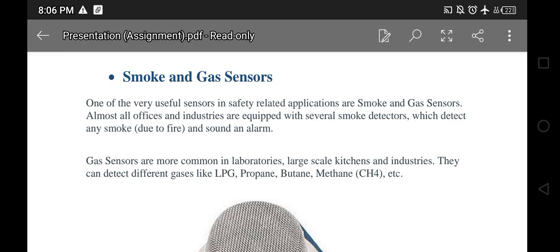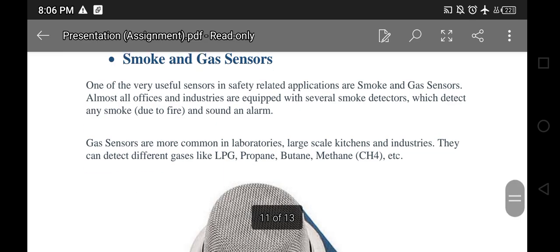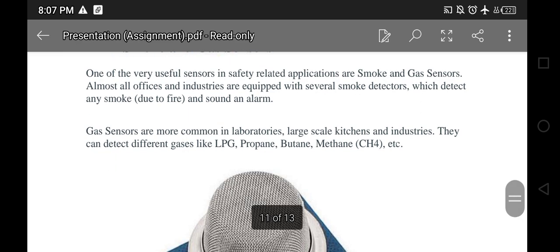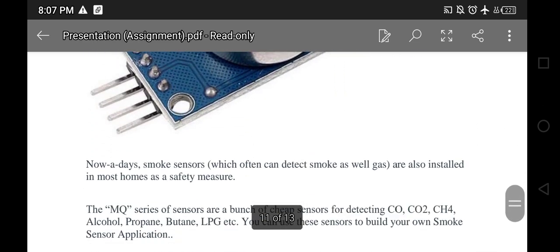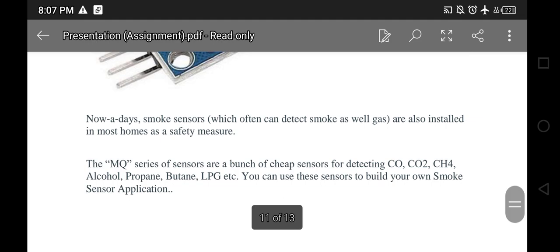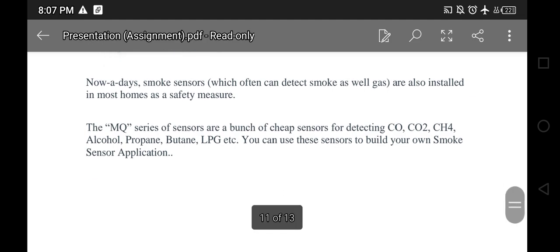Suppose that you had a fire in your house. These types of sensors are the ones which detect it and quickly catch it, and help you know that there's a fire in your house, and certainly the alarms go off. And the sensors that are used in these alarms are the smoke and gas ones. Nowadays, the smoke sensors, which often can detect smoke as well as gas, are also installed in most homes as a safety measure. The MQ series of sensors are a bunch of cheap sensors for detecting carbon dioxide, carbon monoxide, methane, alcohol, propane, butane, etc. You can use these sensors to build your own smoke sensor application.